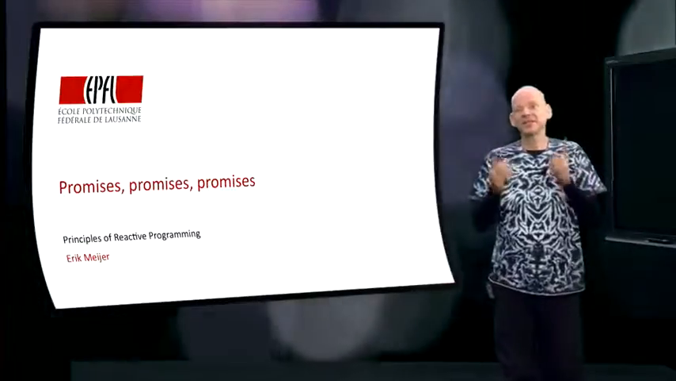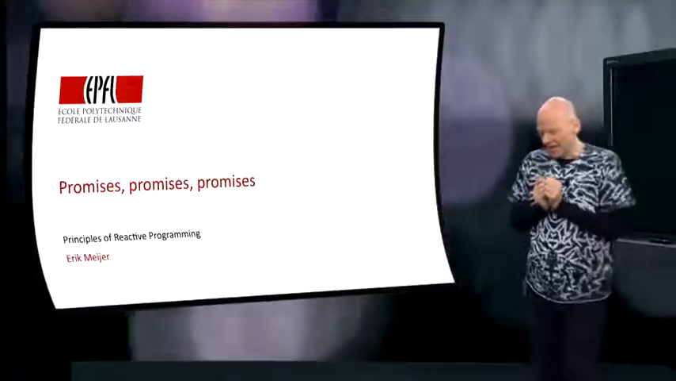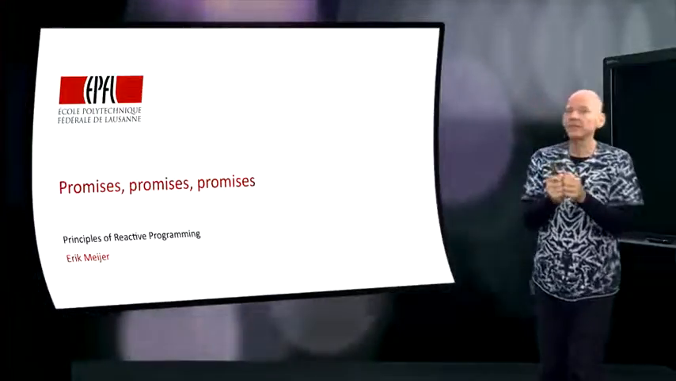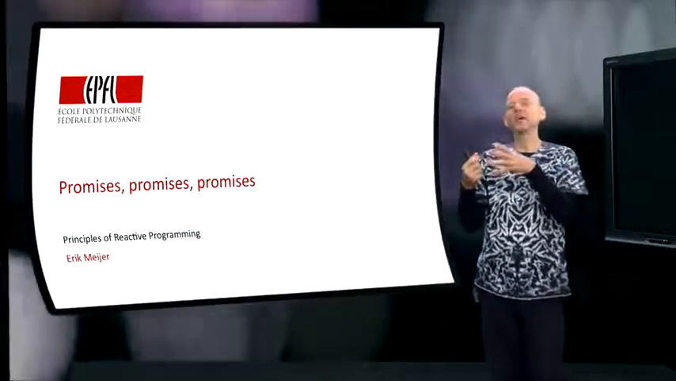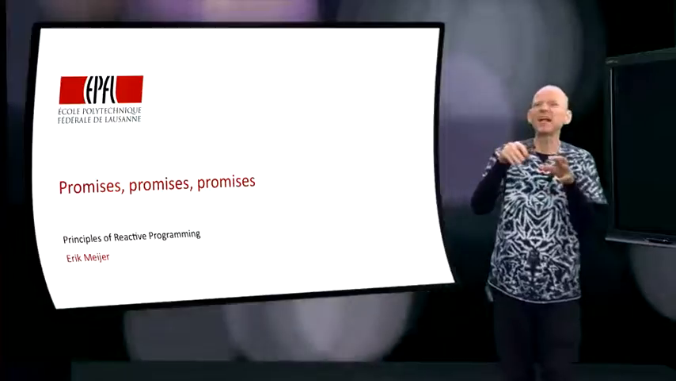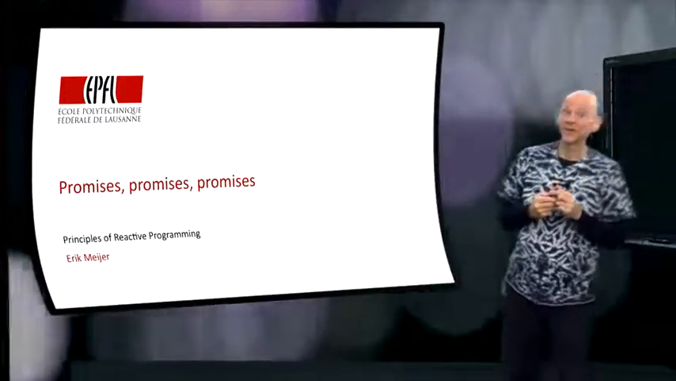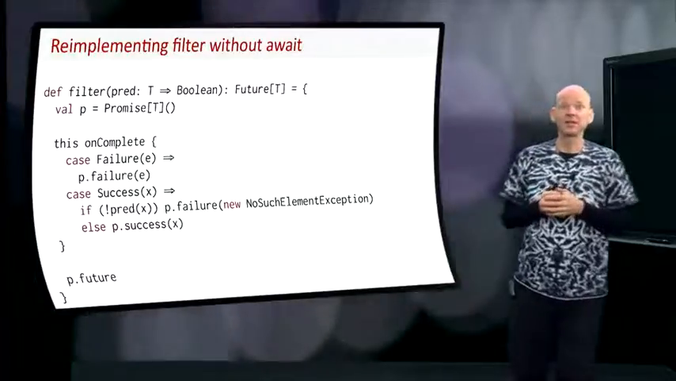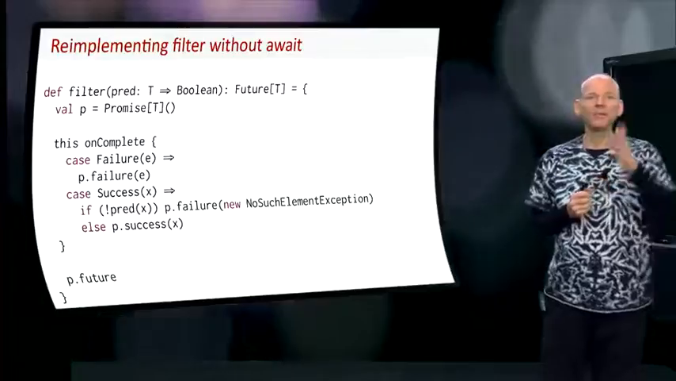Welcome everybody. This is the last lecture on futures, and what we're going to do here is look at promises, which are a way to create futures where you can set the value, the result of the future from the outside. Okay? Let's again look at the code that I left you with last time.